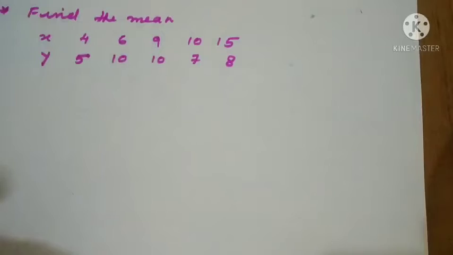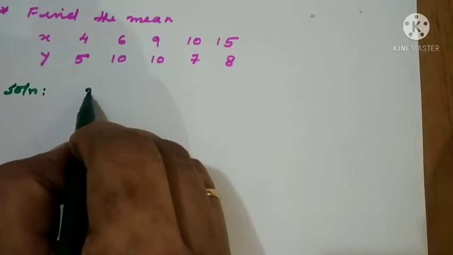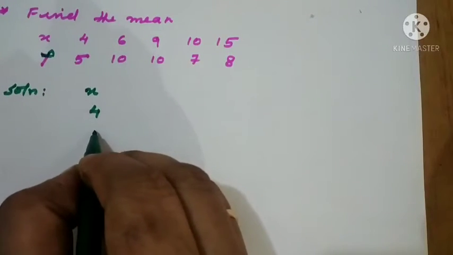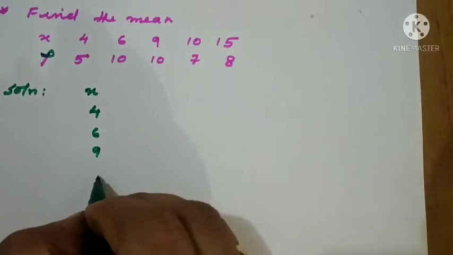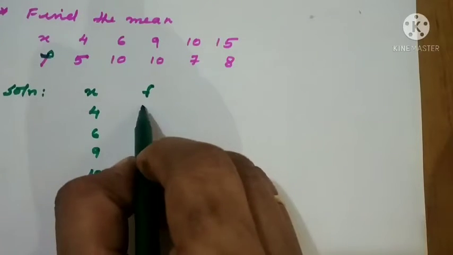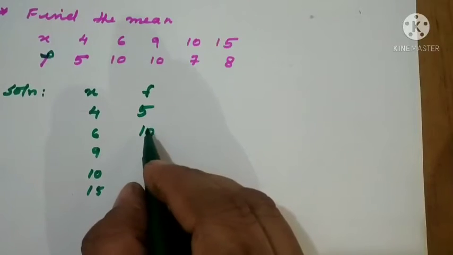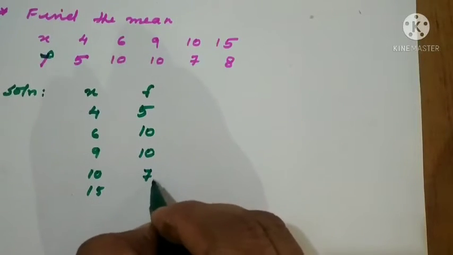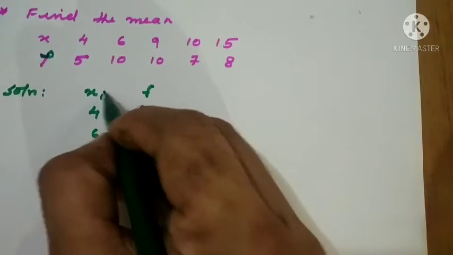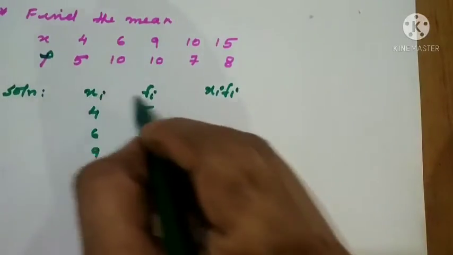So for the solution we are making columns now. First one is x, here it is f only. 4, 6, 9, 10, 15. Correction, it is f only. What is the frequency? 5, 10, again 10, then 7, then 8. So the next column, we will give xi, here fi, and the multiplication, xi into fi, the product of these two.